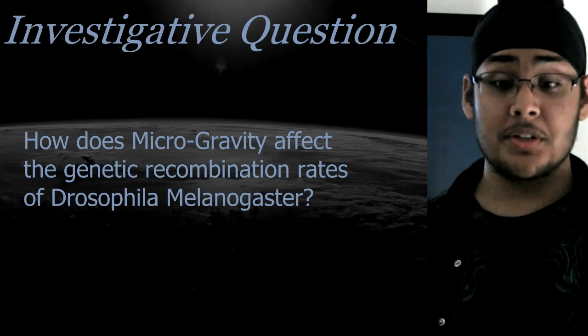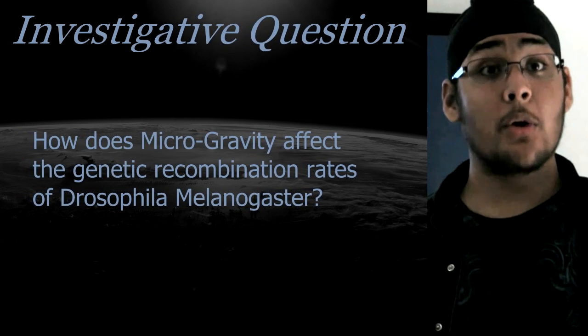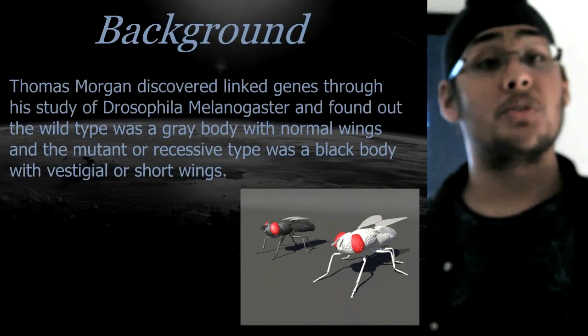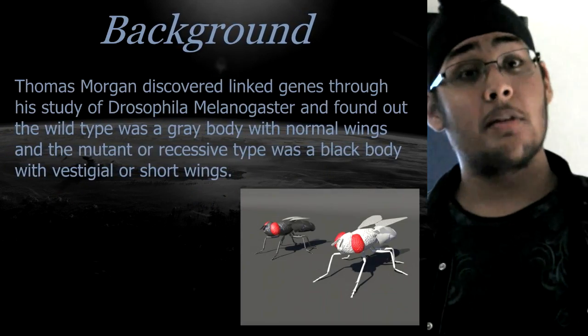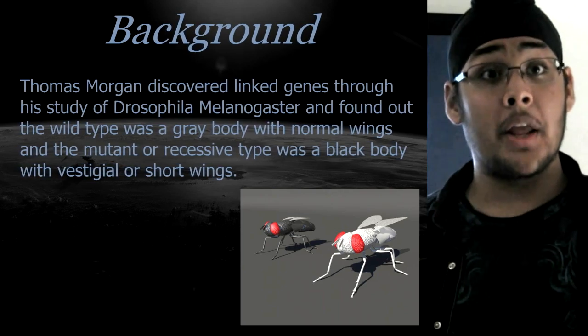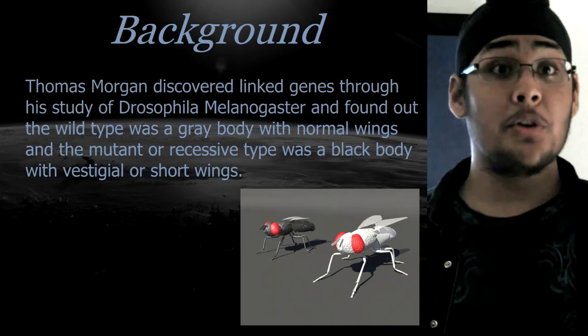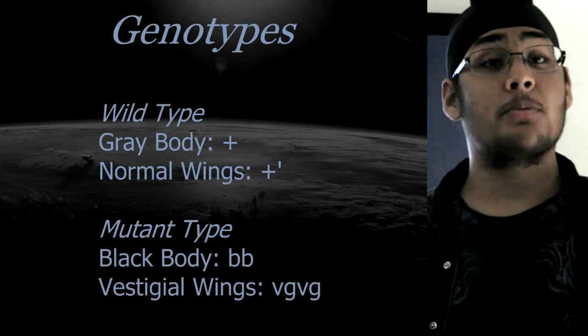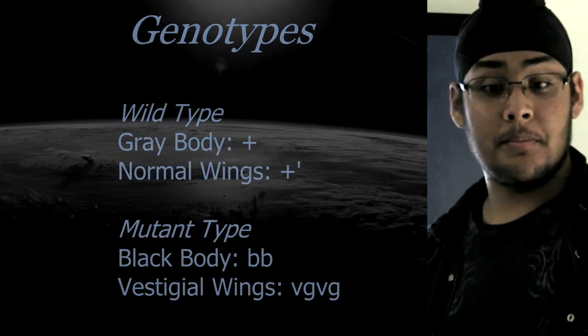My investigative question is, how does microgravity affect the genetic recombination rates of Drosophila melanogaster? Thomas Morgan discovered linked genes through a study of Drosophila melanogaster and discovered that the wild type was a gray body with normal wings and the mutant type was a black body with vestigial wings. Here are the genotypes for the mutant type and the wild type.